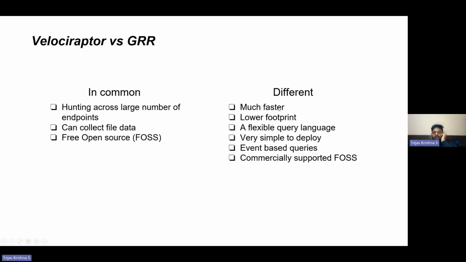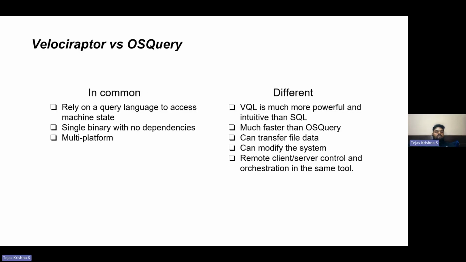It's faster, because it's lighter, scalable and customizable. It has low footprint. Then we have a flexible query language, that is VQL. It's very simple to deploy, and I'll show you the deployment process. You can also give event-based queries. It also has commercial support as FOSS. FOSS means free and open source, so you can even make it commercial.